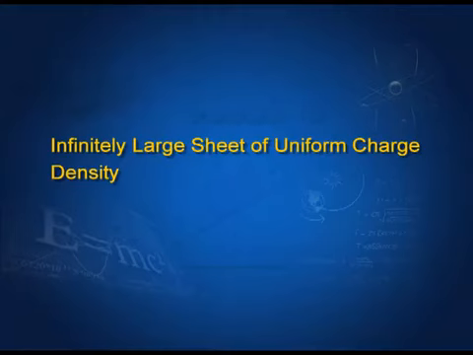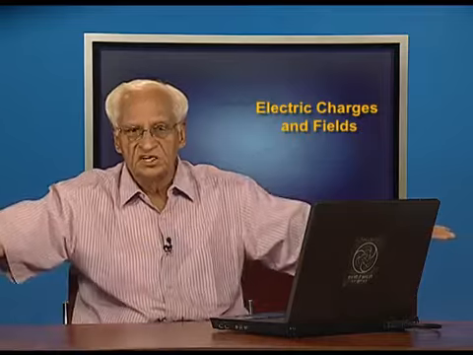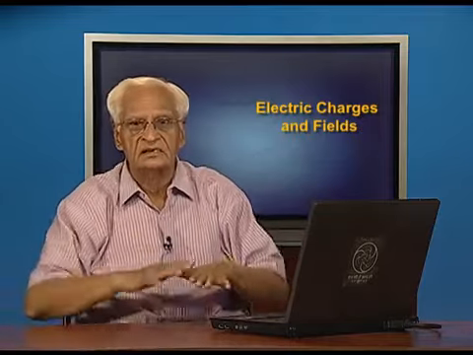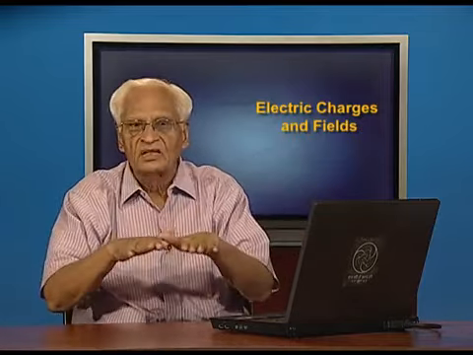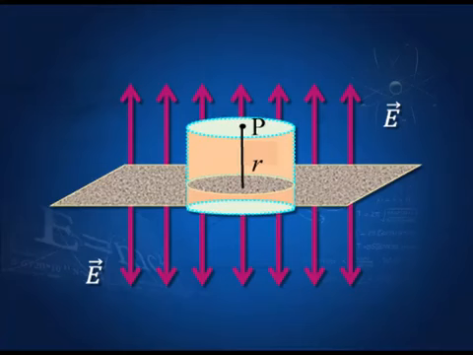Now, we take an infinitely large sheet of uniform charge density. So, we have a sheet, a very thin surface sheet, which is infinite in size, and there is a charge on it which has a constant density, say sigma. So, we want to find the field due to this sheet of charge.